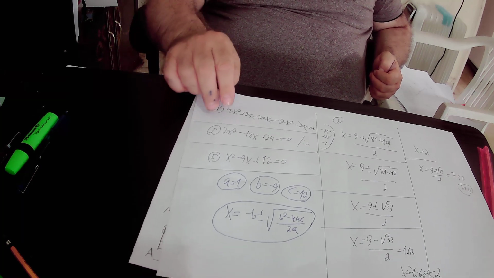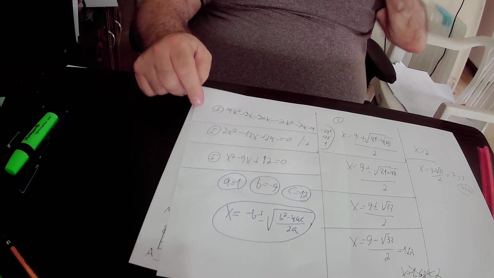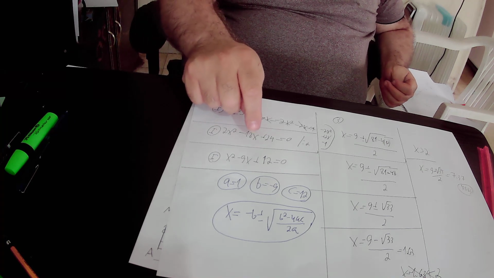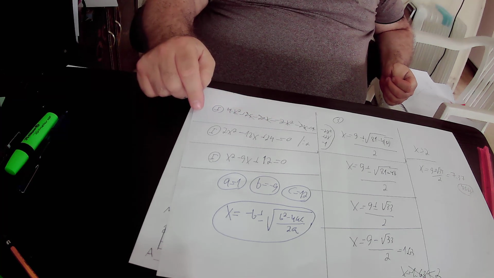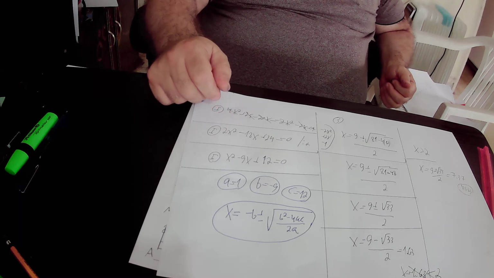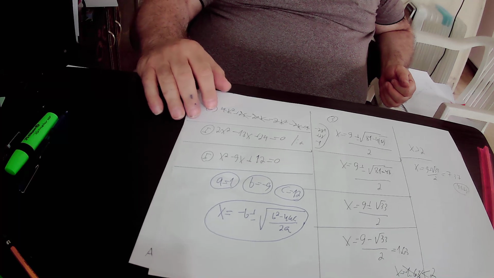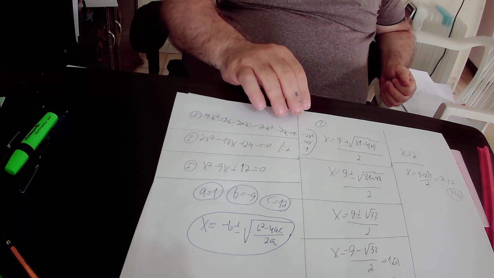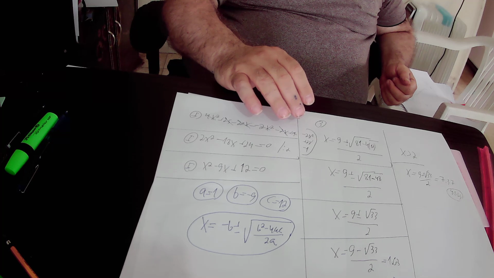the quadratic equation x squared minus 9x plus 12 equals 0. In this quadratic equation, the coefficient a equals 1, the coefficient b equals minus 9, and the coefficient c equals 12. And the general formula for solving a quadratic equation is x equals minus b plus or minus the square root of b squared minus 4ac, over 2a. Okay, so here we put the data inside the formula for x, and we find the value or values of x.